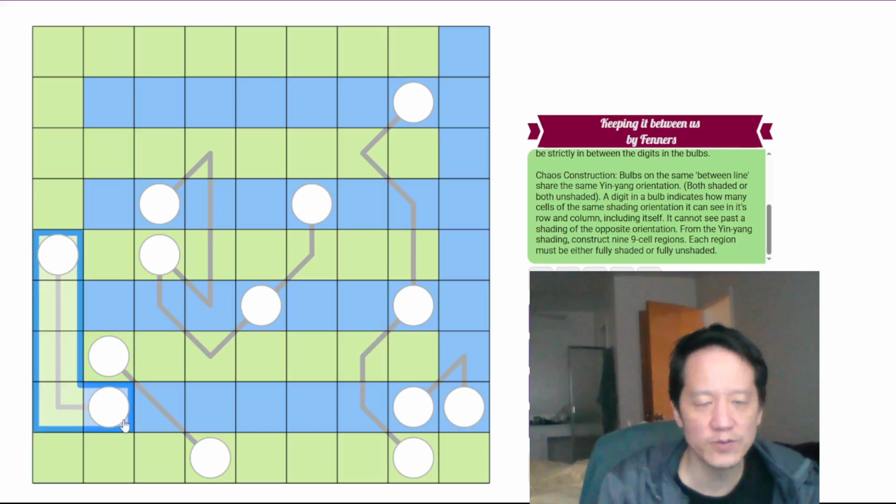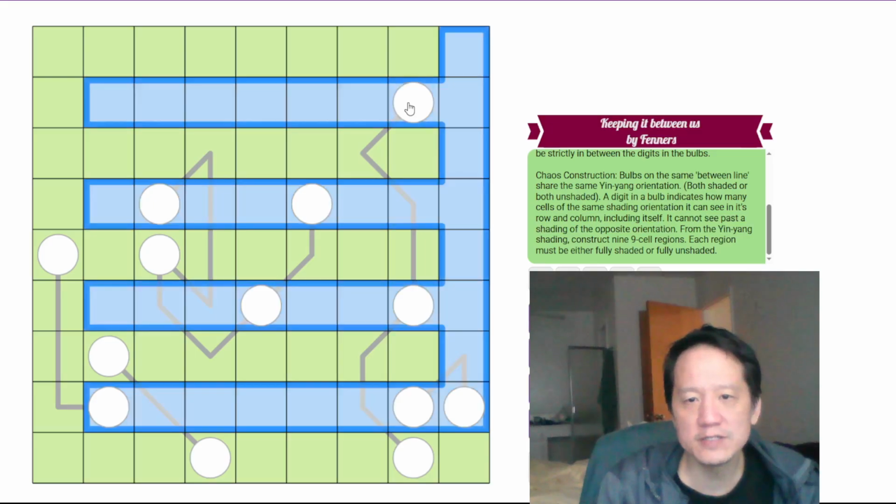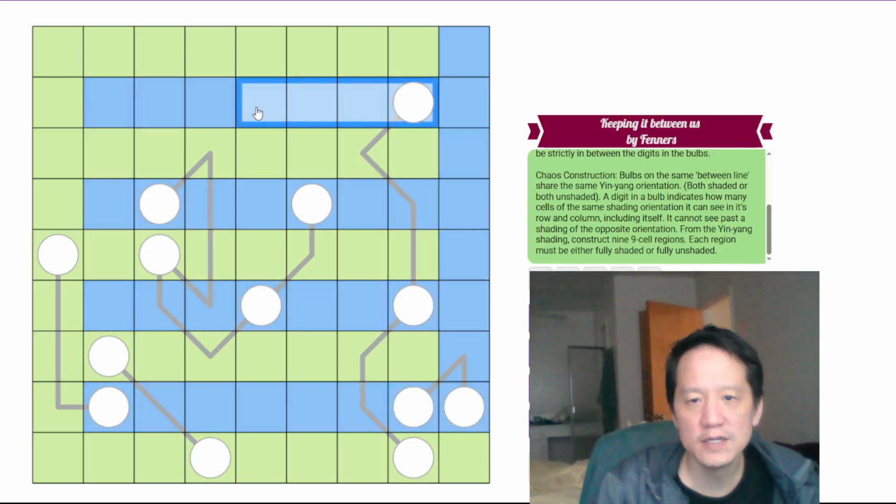Same here. These have to be the same. And these have to be the same as each other. These are the same as each other, etc. But let's use this as an example. This cell, how many cells can it see? So it cannot see past the shading of the opposite orientation. Okay, so that's another important thing.